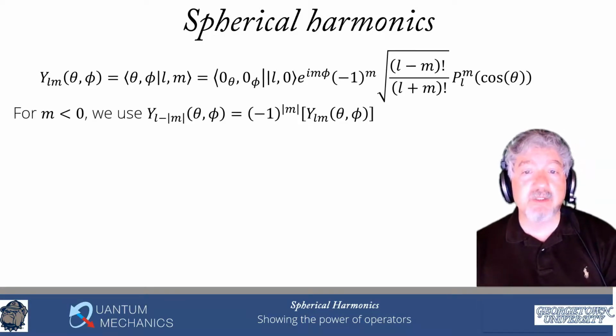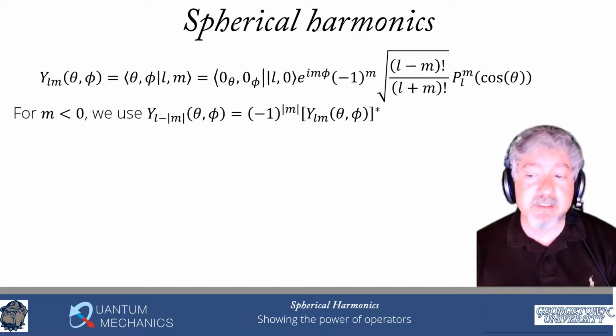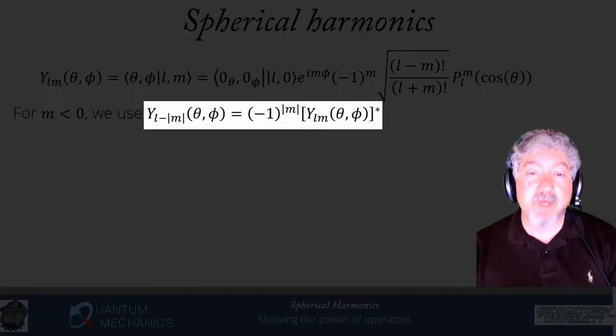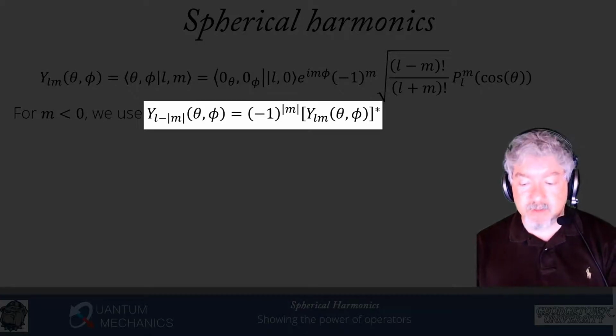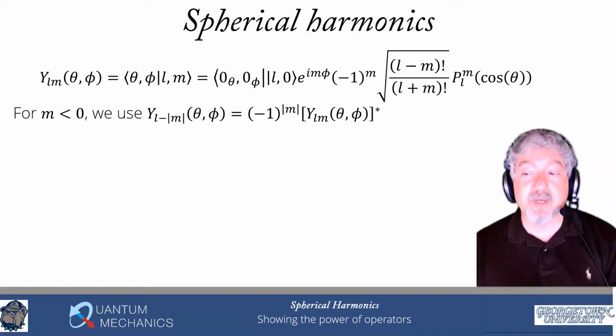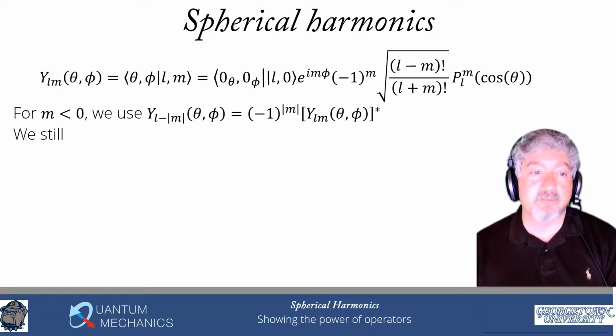I also should just tell you that in the case when m is less than 0, there's an identity that you can work out: Y_L,-m of theta, phi is (-1) raised to the absolute value of m power times Y_LM of theta, phi complex conjugate. And so with that, we get all of the negative m values from the positive m values that we have the explicit formula for above.